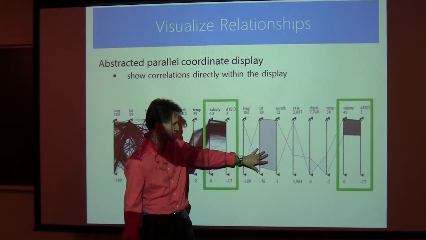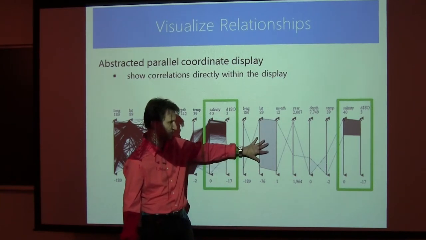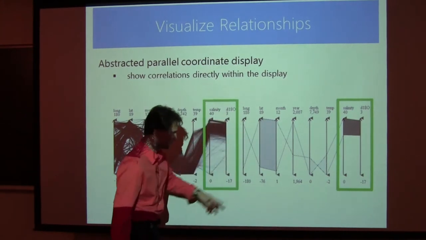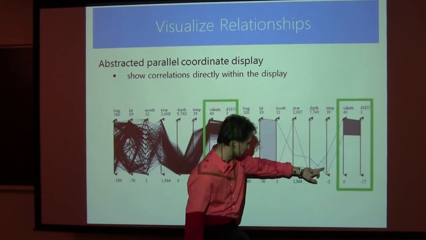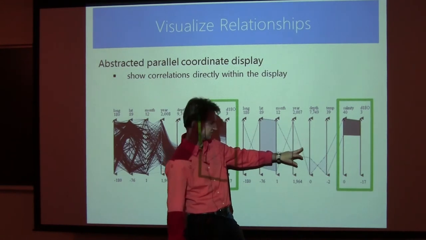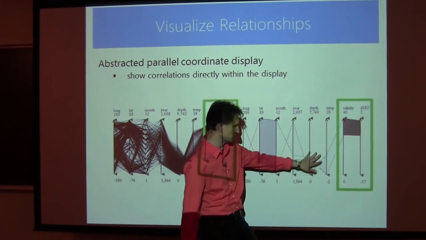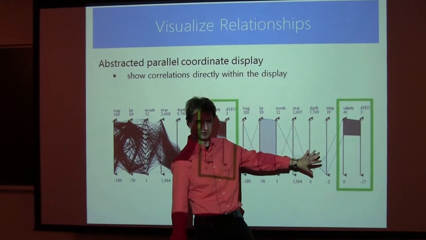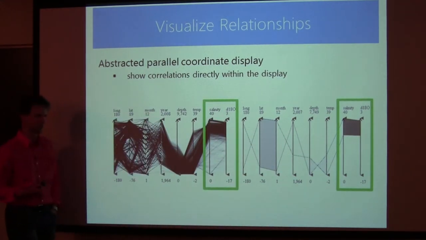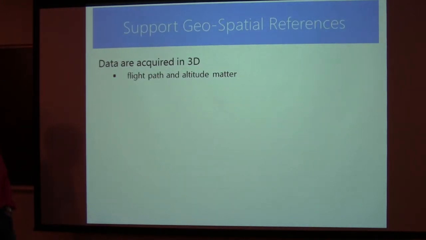When it's shaded gray like this, it's not so heavily correlated. If it's a darker shade, it's more correlated. And if it has this bow tie here, it's negatively correlated. It's a fundamental thing in parallel coordinates: when there's a crossover like this, there's usually a negative correlation. It's just a standard signature, and we abstract this with our illustrative display.